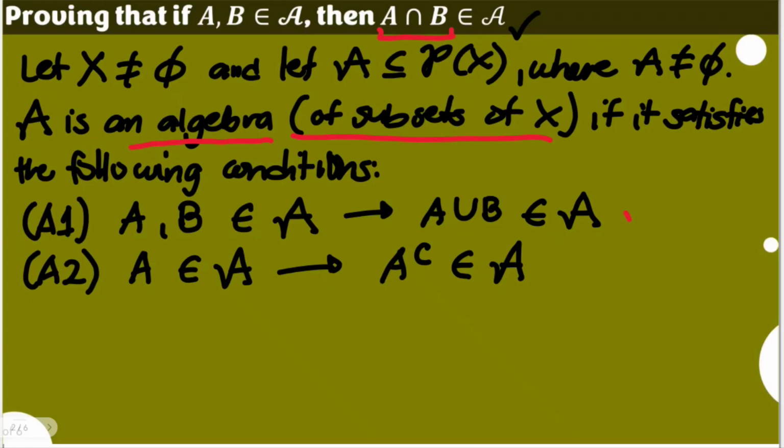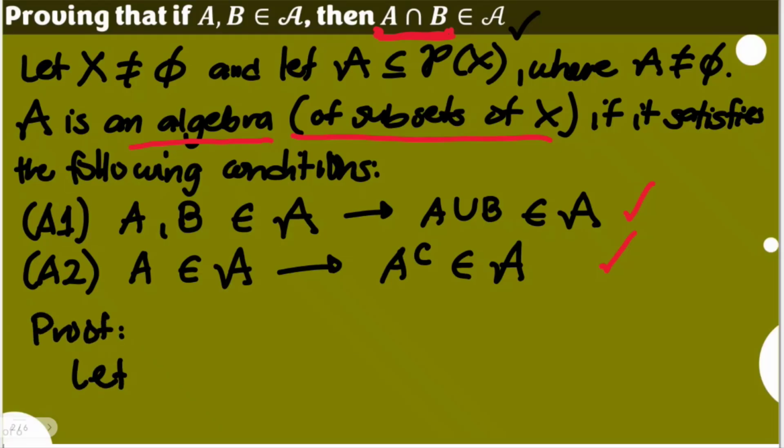The union is given by definition, the complement is given by definition, but one of the implications of this is that the intersection of those given sets, or finite intersection, should also be contained in our script A. So that's what we're trying to prove here. So let us have here the proof.